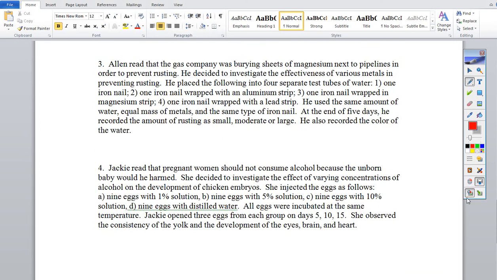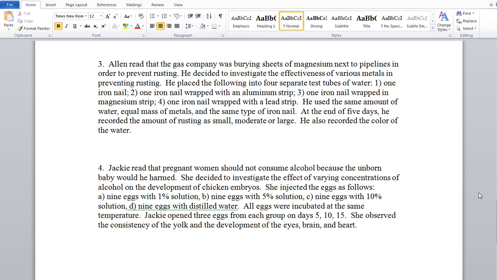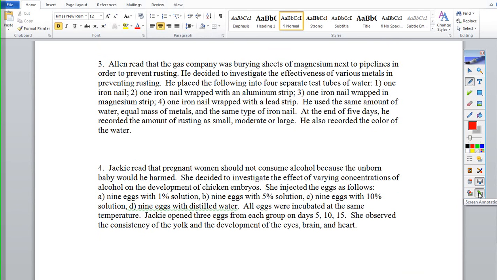I like to show this one because, all right, so first, what is Alan doing? He's seeing if magnesium or metals prevent rusting. The beginning of the problem is always reveal the IV and the DV. So the IV, right, is the different types of metals. Here's the DV. All right, now I like to point something out about this one because, all right, there is a control right here. Number one nail by itself. That's your control.